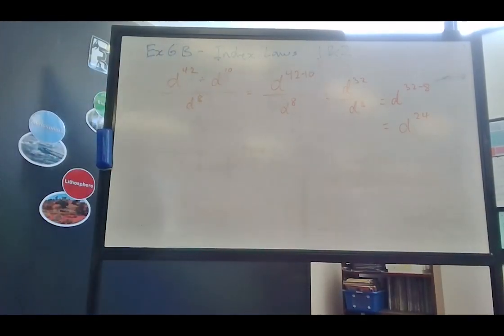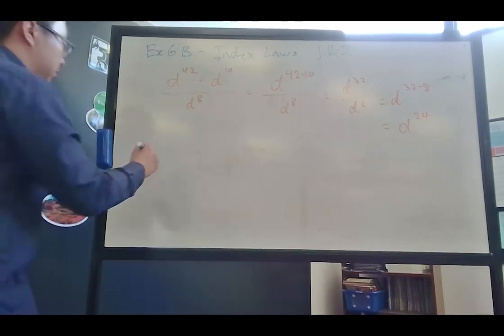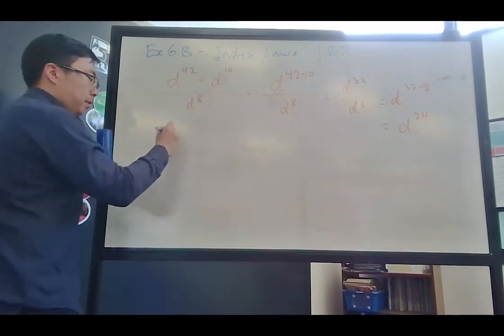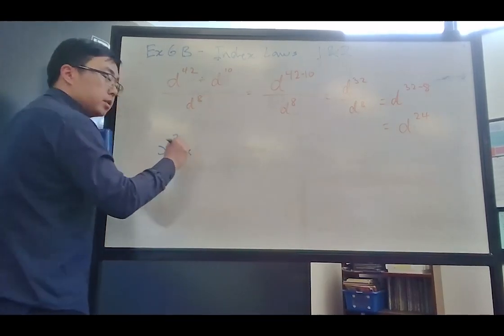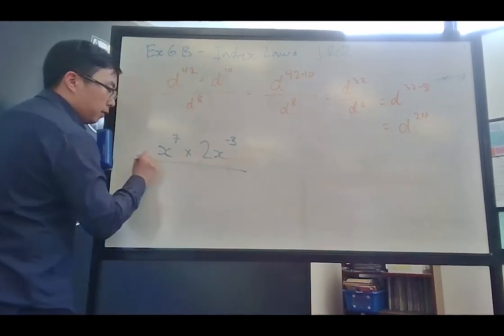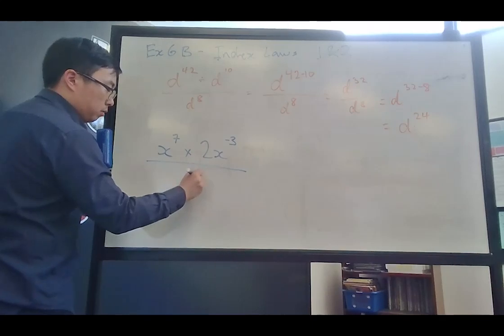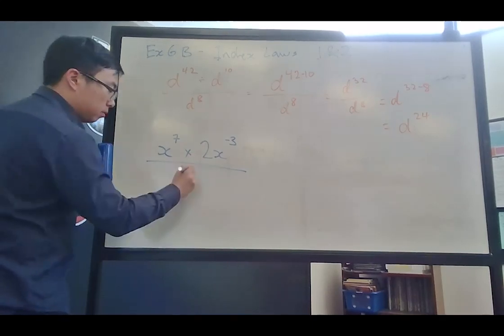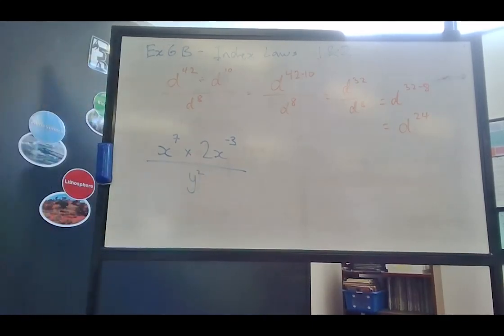Last example, I'm going to throw a little bit of a curveball at you. I'm going to say x to the power of 7 times 2x to the power of negative 3, divided by, we'll say y, to the power of 2. That's a bit of a curveball for you. Again, it is very easy, you just need to know our laws.